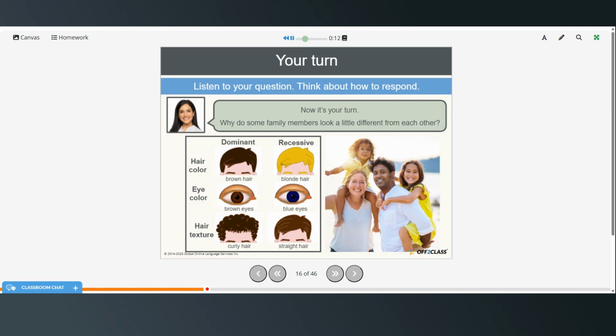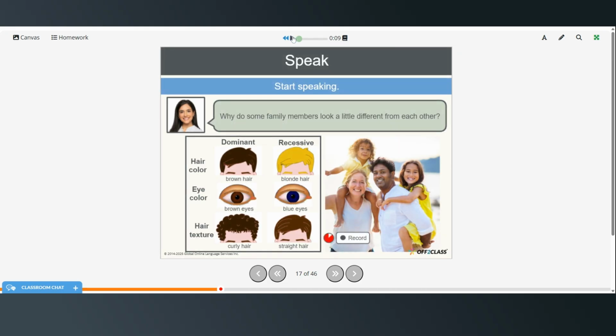Leela talked about what dominant genes are. Now it's your turn. In a moment, the teacher will ask you why some family members look a little different from each other. Think about it. Now it is your turn. Why do some family members look a little different from each other?